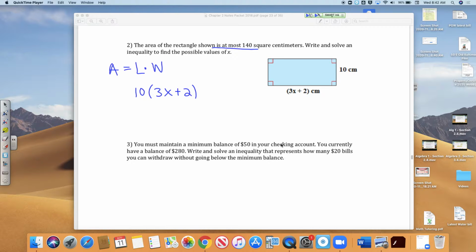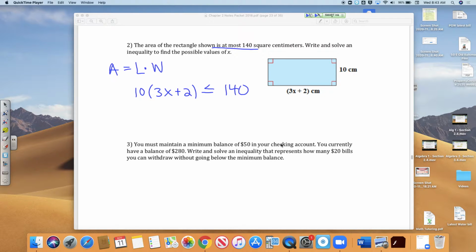Now, normally when you have a rectangle, you just have numbers for the length and width, and you would just multiply them. In this case, we have an expression for the width. The area of this rectangle is at most 140 square centimeters. What symbol would I need here to show that it's at most 140? Molly? Less than or equal to? Perfect. Less than or equal to.